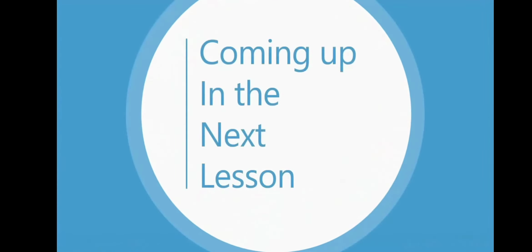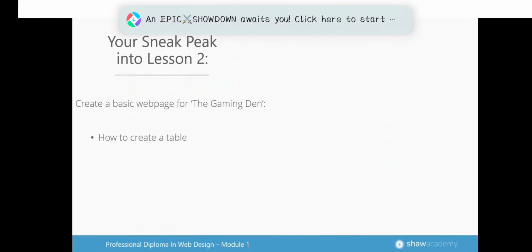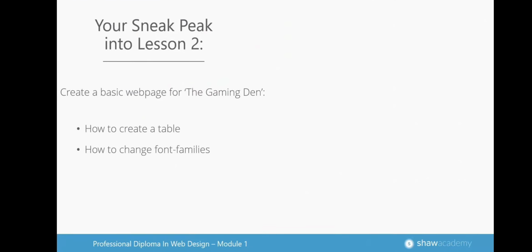Okay, it's time to start wrapping things up in today's lesson, so we're going to talk about what's coming up in the next lesson. So here's your little sneak peek into lesson 2, and during lesson 2 we're going to be creating a basic web page for the gaming den, which is just a little site that I've made up. And in this site we're going to learn how to create a table, how to change font families, which is your text, so you can make it Calibri or Lato, whatever you want, how to insert footers and make sure that they stay at the bottom of your page.